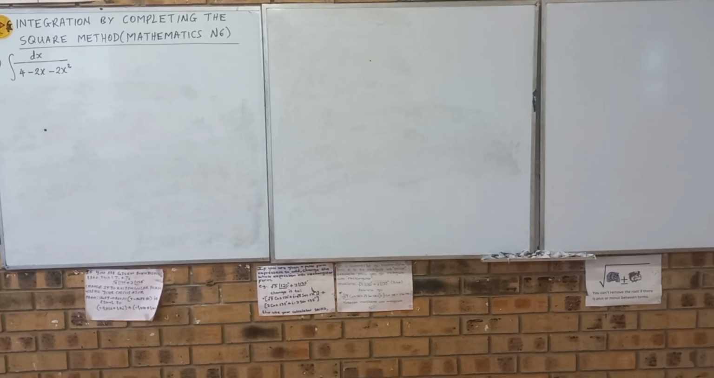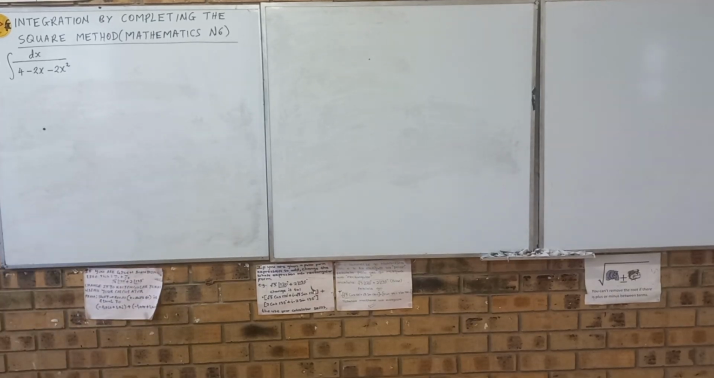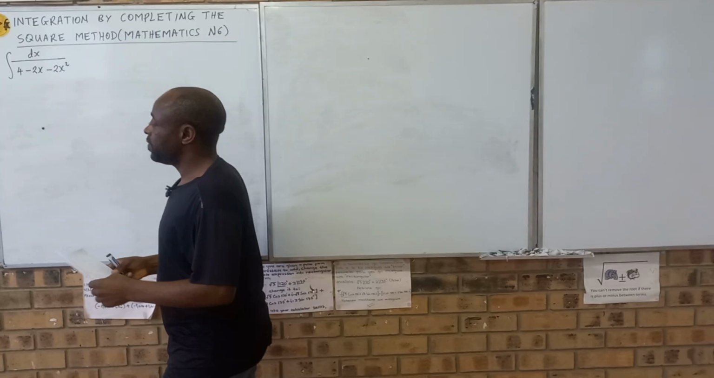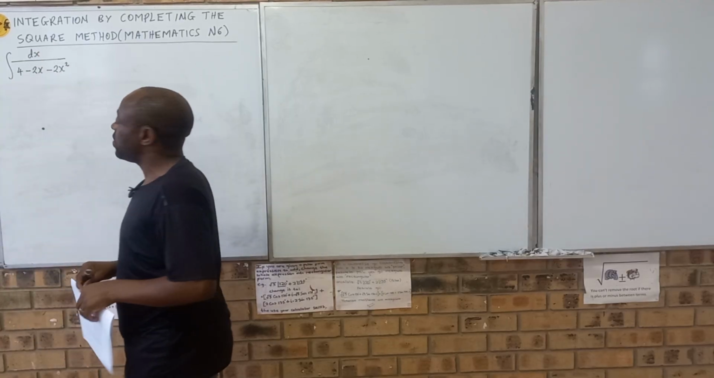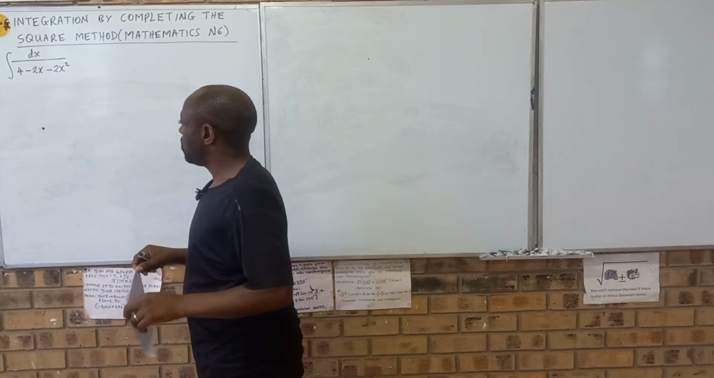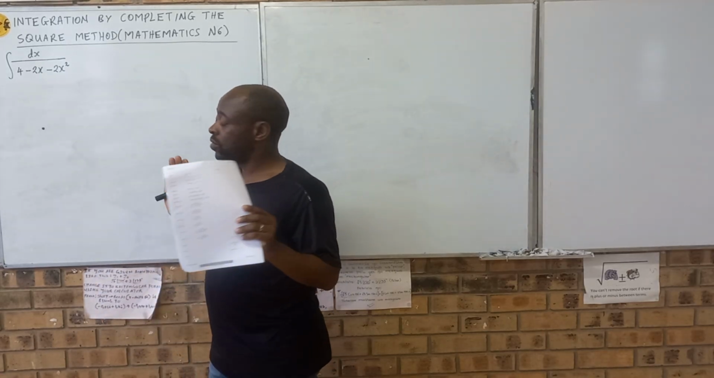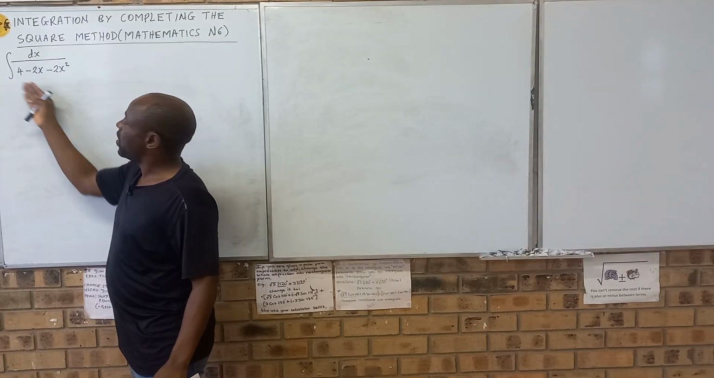Good day, everyone. Let's have a look at another problem by computing the square in mathematics basics. So we're integrating dx on 4 minus 2x minus x squared. As I would always tell you, the technique with maths basics is to go straight to your formula sheet, look for a possible formula that will help you out of this.